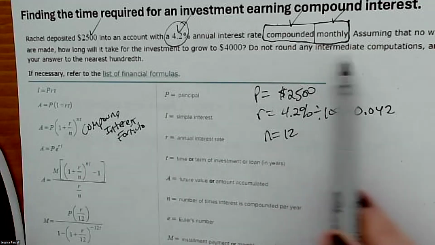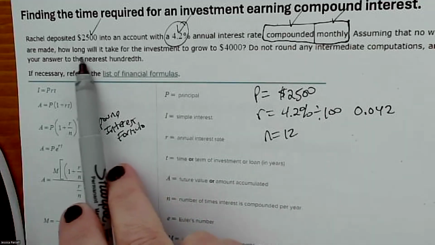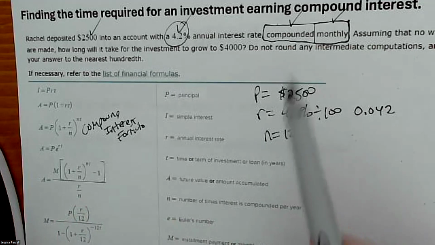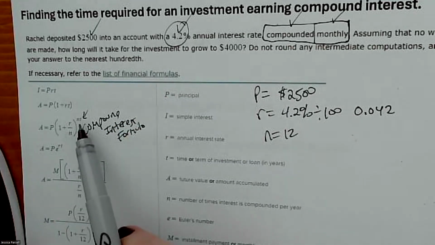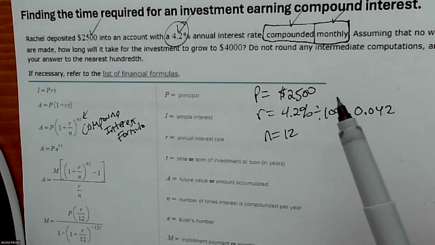They're asking us for time. How long will it take for the investment to grow? So they're asking us to find T. And boy, this one's a tough nut to crack because T is all the way up here saying, nanny, nanny, boo, boo, you can't get me. I'm so high above you. So we're going to have to do some work to get to him.